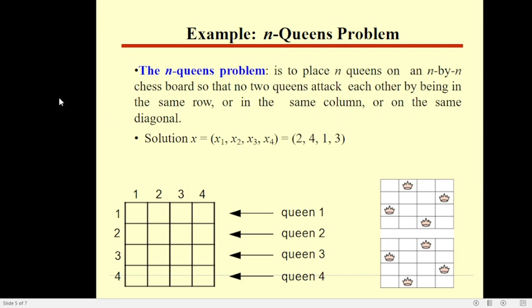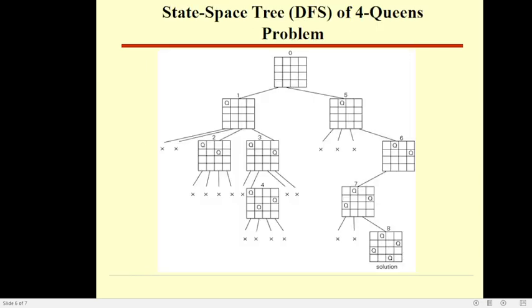Now the given problem is the 4 queens problem, because here a 4 by 4 chessboard is given, and along with the chessboard, 4 queens are also given to us. We have to keep all these 4 queens on the chessboard such that no two queens attack each other. So these two are the solutions available for the 4 queens problem. Now we are going to find this solution using backtracking technique.